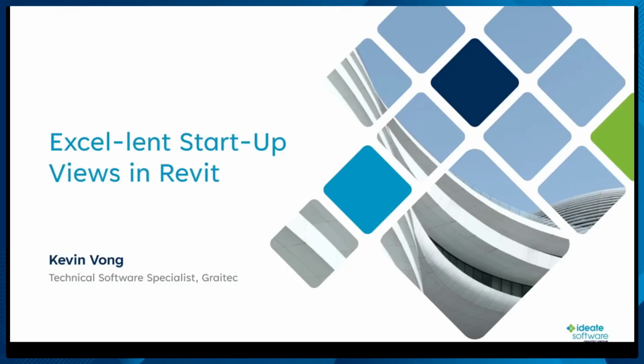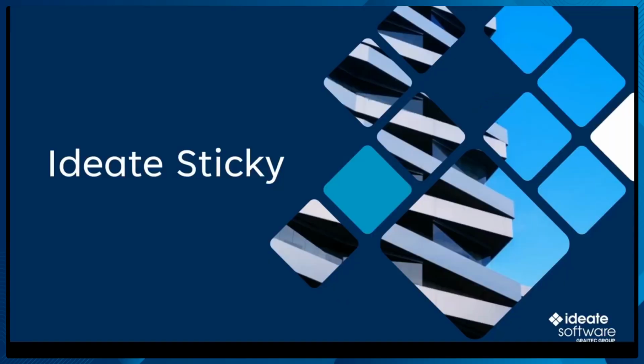In today's session, we're going to look at a product called Ideate Sticky, a tool that allows us to link non-BIM documents straight into Revit. If you have any questions, please put them in the chat, and we will be happy to assist. Ideate Sticky allows us to work with Excel, PDF, or Word documents in their native formats. It allows us to link non-BIM data into Revit for HD quality resolution.